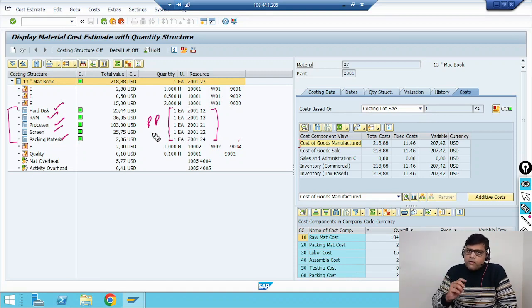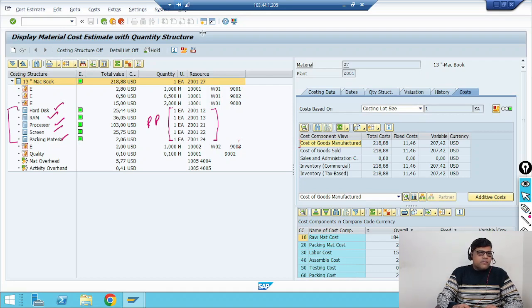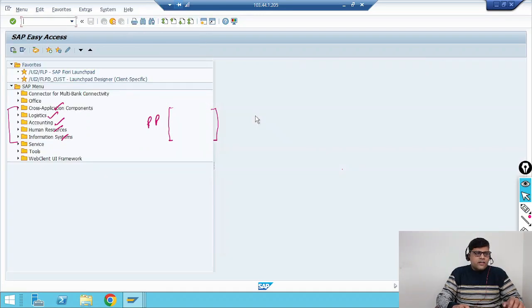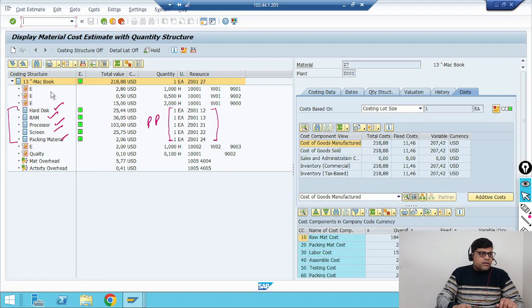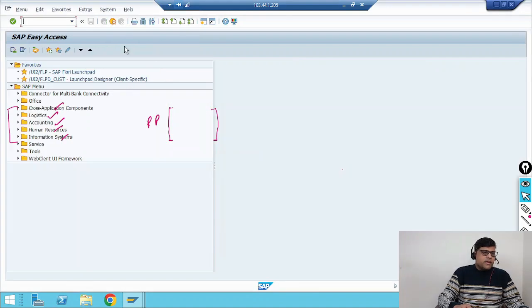Now let's see one bill of material to support this. Let me show you the bill of material. Let's see whether these components are there or not. Now what is my finished product? My finished product is a 13-inch MacBook and the material number is 27. Now let's check the bill of material.